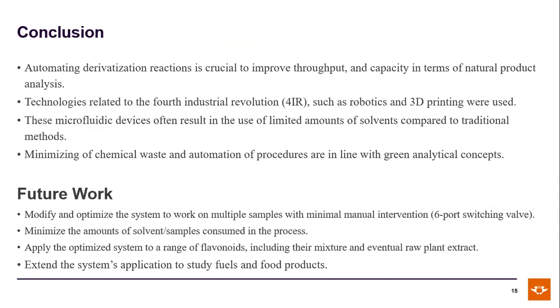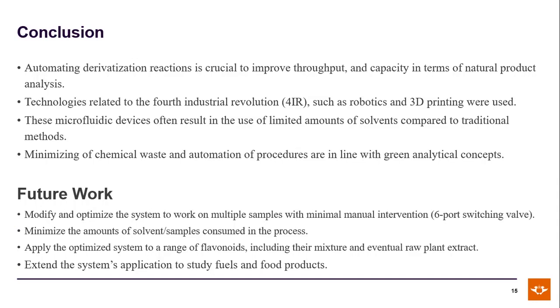We would like to conclude by saying that we have demonstrated a sustainable alternative and semi-automated procedure for the derivatization of flavonoids compared to the traditional batch method. This is very crucial for improving throughput and capacity in terms of natural products. Technologies related to the fourth industrial revolution, such as 3D printing, robotics, and automation, were used. Designing procedures that reduce or eliminate waste is sustainable and in line with green analytical concepts.